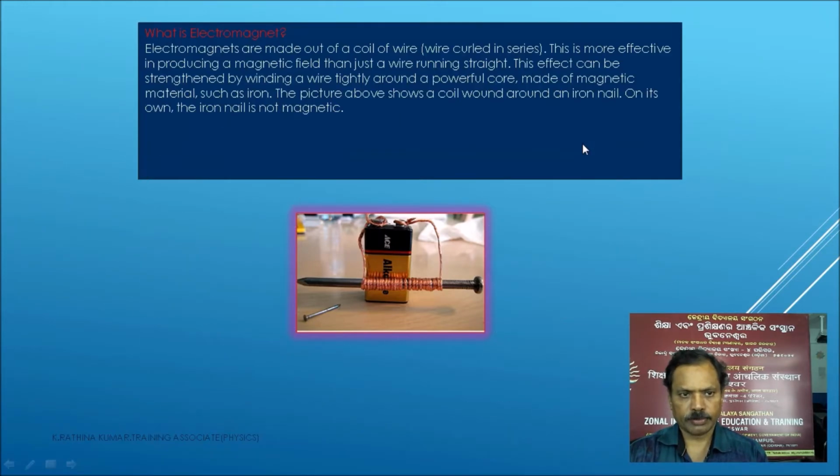What is an electromagnet? Electromagnets are made out of a coil of wire, that is wire curled in series. This is more effective in producing a magnetic field than just a wire running straight. This effect can be strengthened by winding the wire tightly around a powerful core made of magnetic material such as iron. The picture above shows a coil wound around an iron nail. On its own, the iron nail is not magnetic.